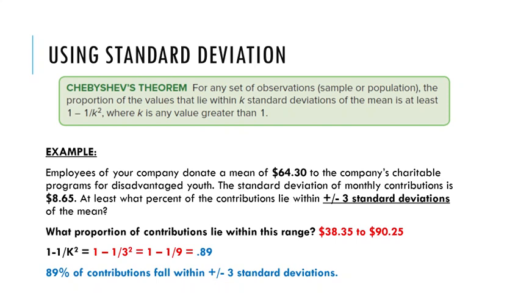Now, I'm not saying that this is the optimal way to report data on charitable contributions to your boss, if that's what he wants. I'm just showing you Chebyshev's theorem. Chebyshev's theorem helps us determine what proportion of observations or values lie within a number of standard deviations. And in this case, we chose 3.